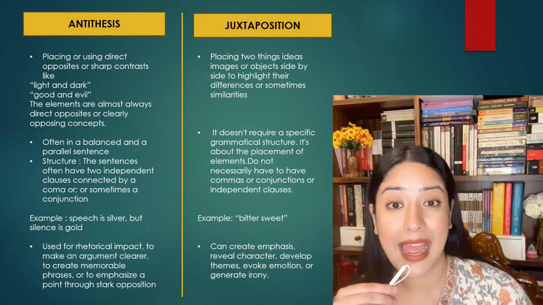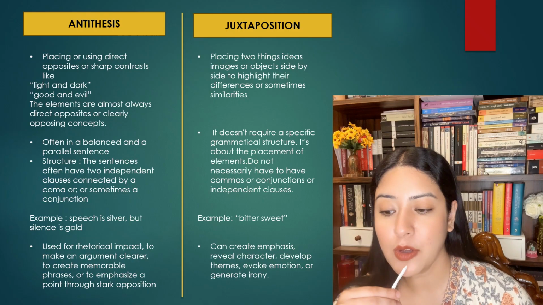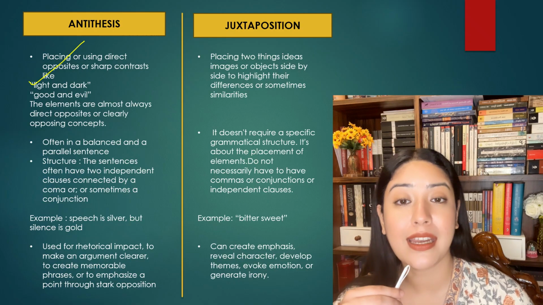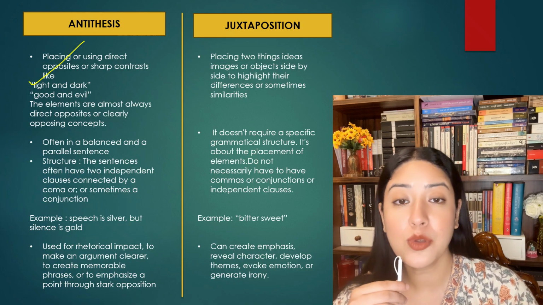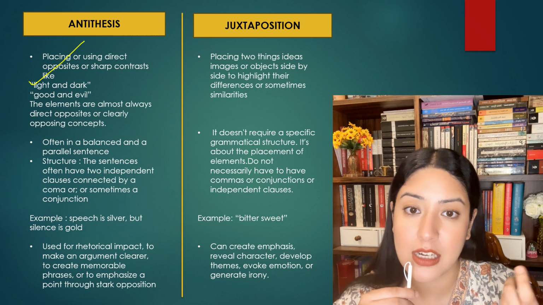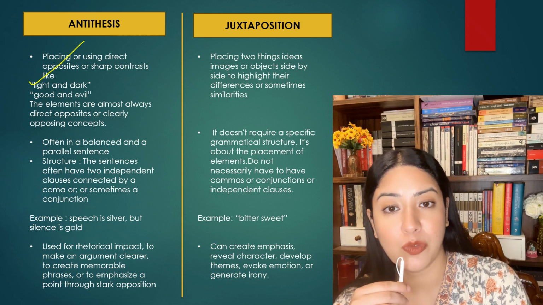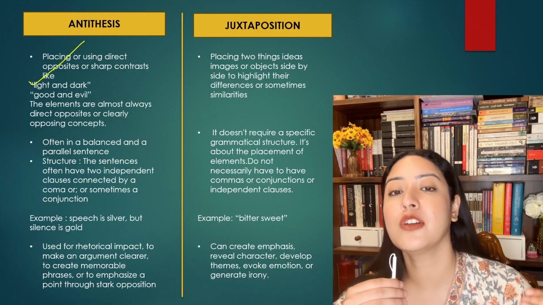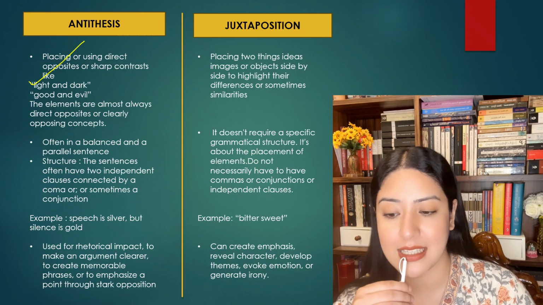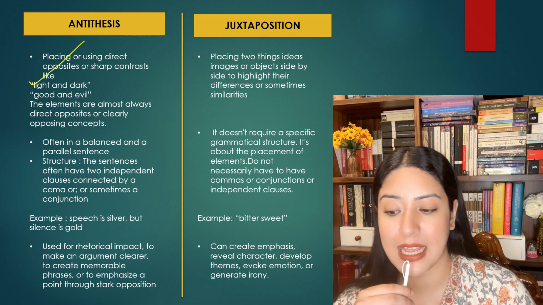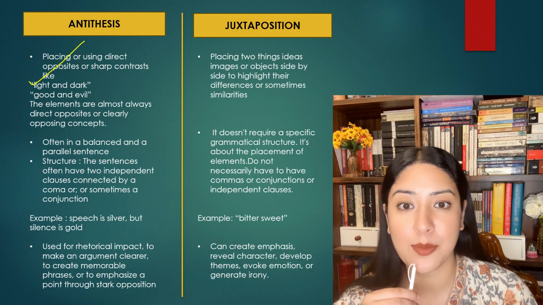So when it comes to antithesis, you place or use direct opposites or sharp contrast like light and dark, good and evil. You use the concept of light against darkness, or you use the concept of good and contrast it with evil, and you use it in a parallel grammatical structure, that is antithesis. The elements are almost always direct opposites and clearly opposing concepts.